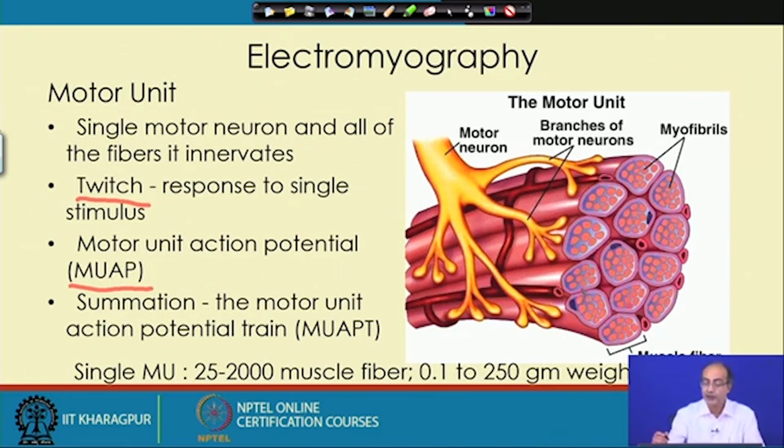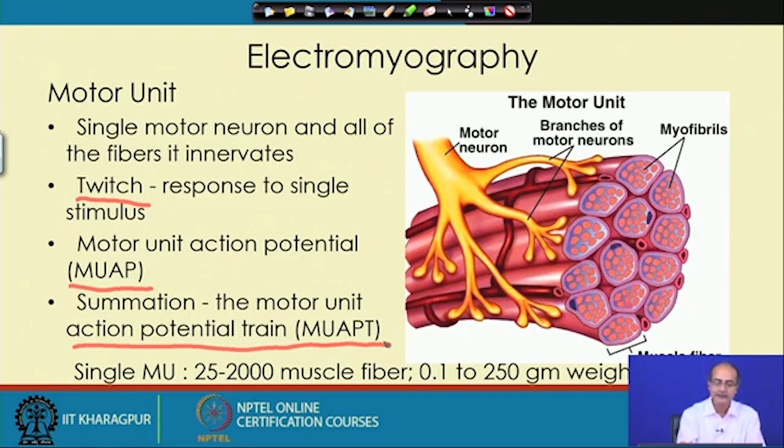And for a task, they are engaged again and again. That means, to lift an object, say a heavy bag, we need to excite the muscles of the arm again and again to exert that force. That is done by a train of stimulus coming through the motor neuron. So, the summation of them, the motor unit action potential train, in short we call MUAPT.